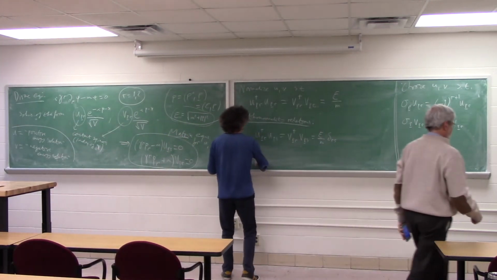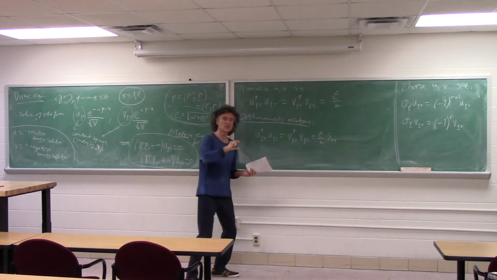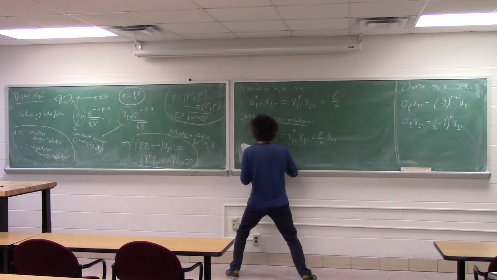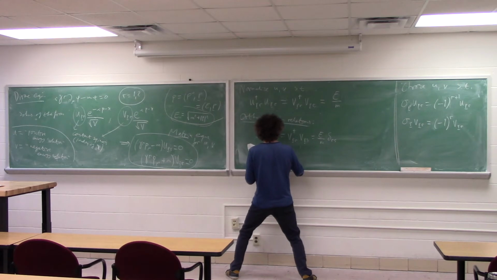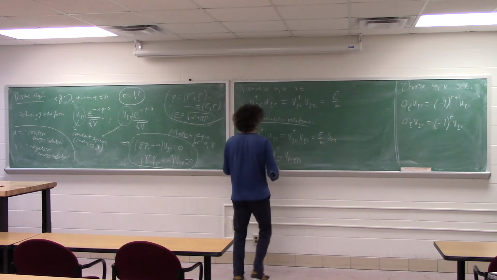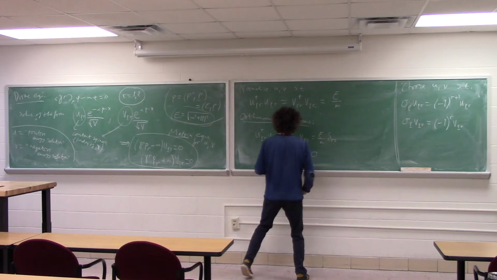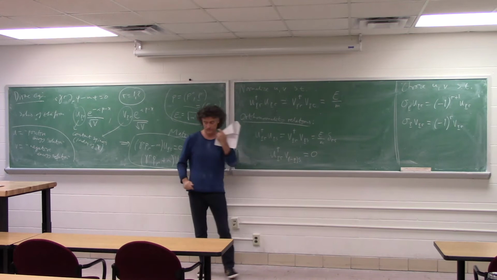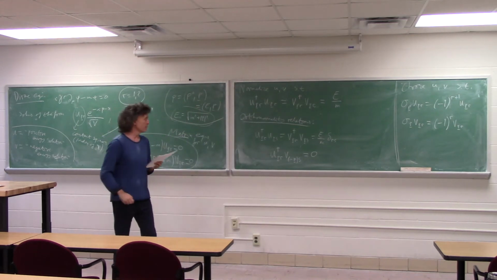Then there's another orthonormality relation between the U and the V, which looks a bit peculiar, but this is what it is. It's U_pr dagger with V_minus p,s. So U_pr dagger V_minus p,s is 0. So whether r and s are the same, or even if they're the same, this is 0.